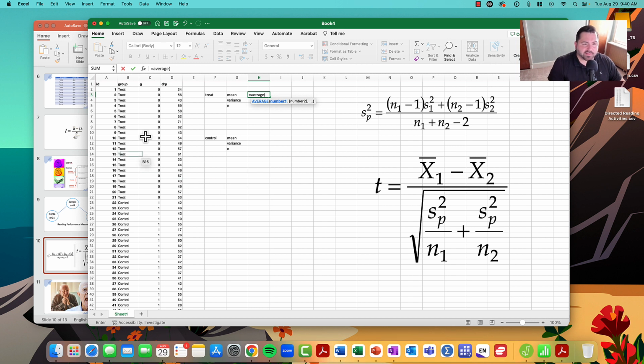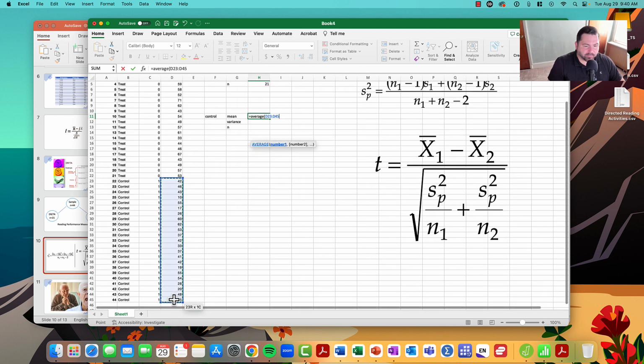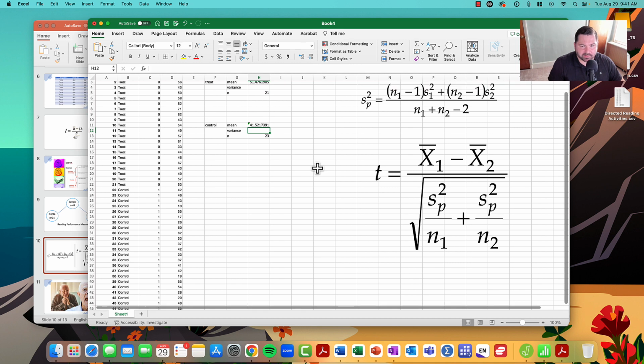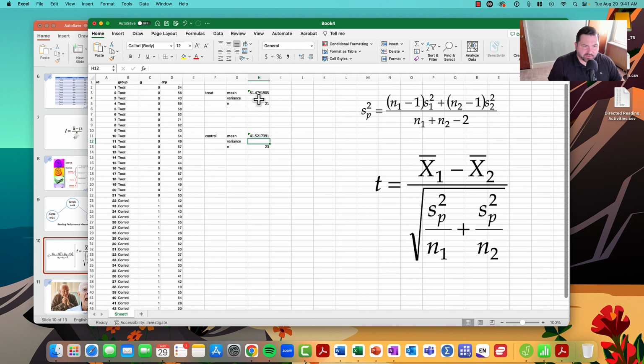And when I set that cell equal to average of my 21 participants, you can see that I get 51.476. There are 21 people in this group. And similarly, if I do the same for my second group, I'm going to take the average from 22 down to 44, close that, and I have 23 people in that group. So the part that I need to take the time to do then is I need to be able to figure out variance.